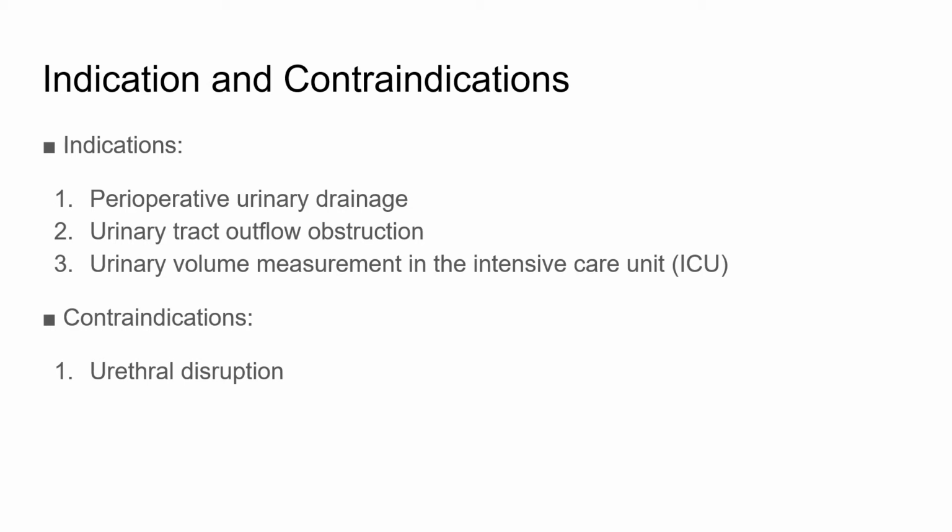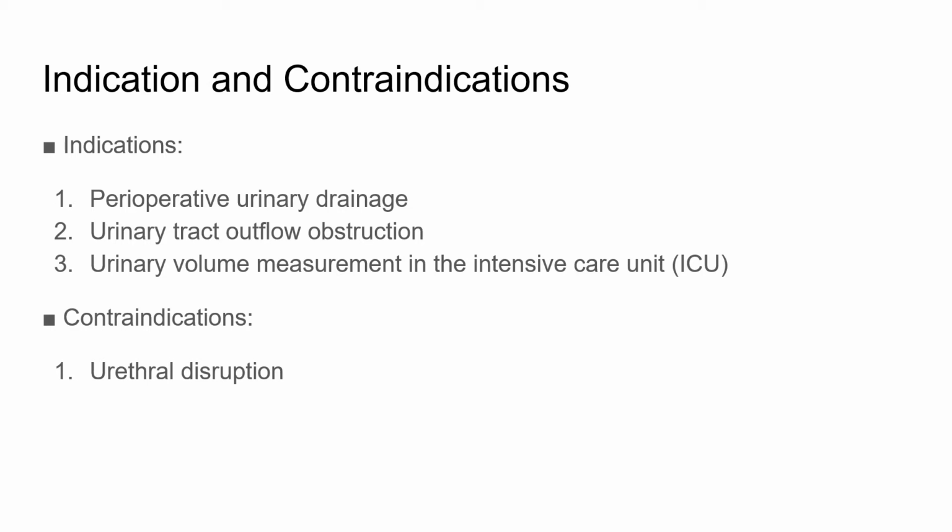Say that the person is undergoing a surgery and the urinary tract has to be kept patent, so that a drainage has to be inserted. In such a condition, as a part of perioperative urinary drainage, this will be inserted. Second, urinary tract outflow obstruction. If there is an obstruction due to any cause and the physician or urologist feels that it has to be catheterized, then it needs to be catheterized.